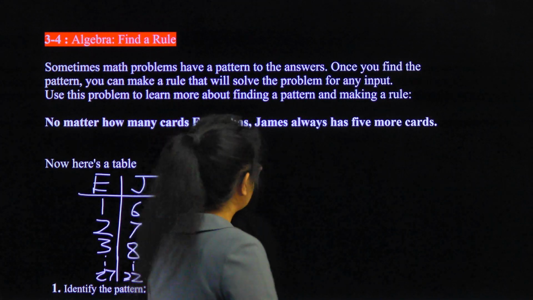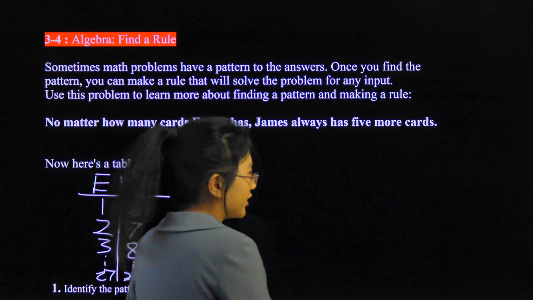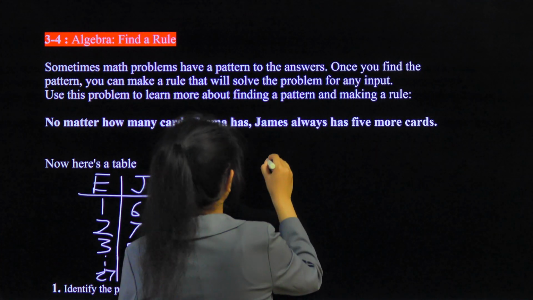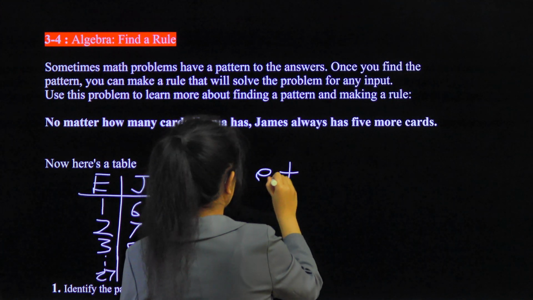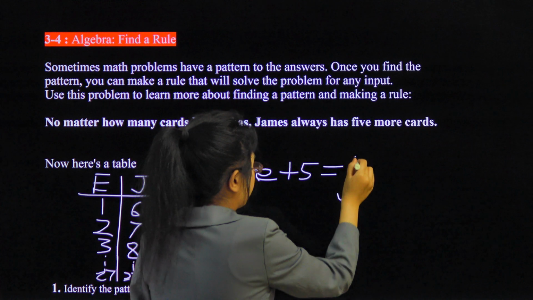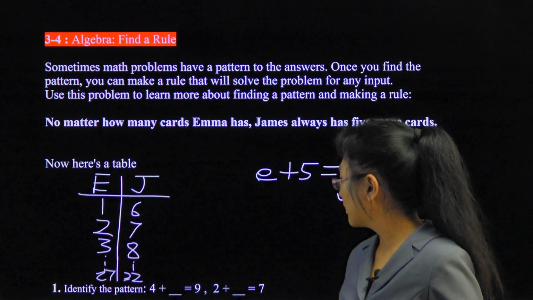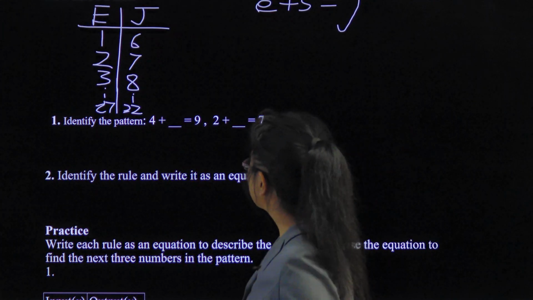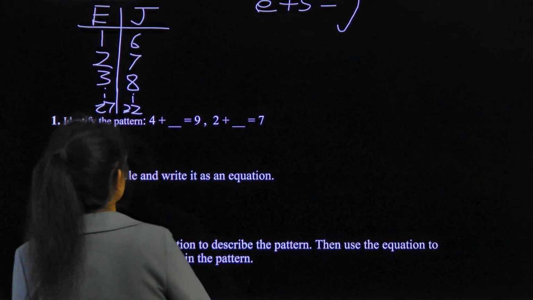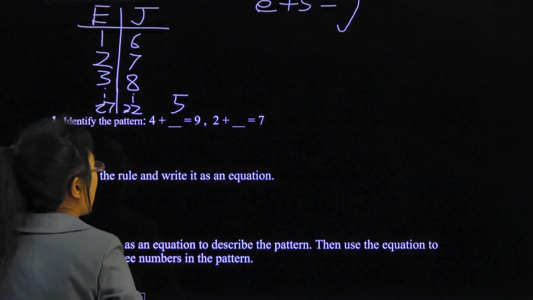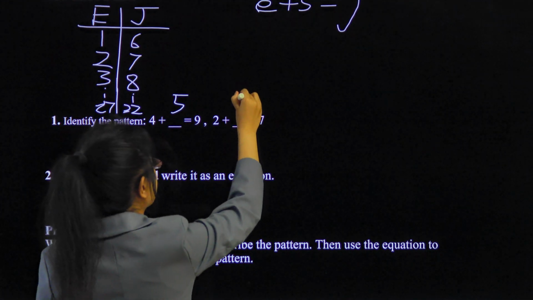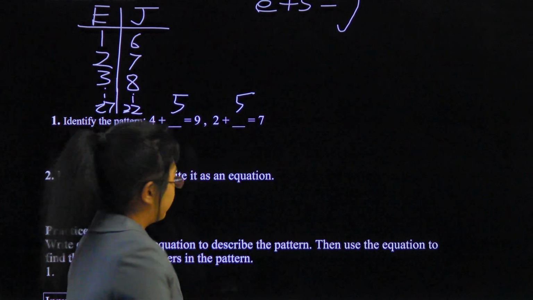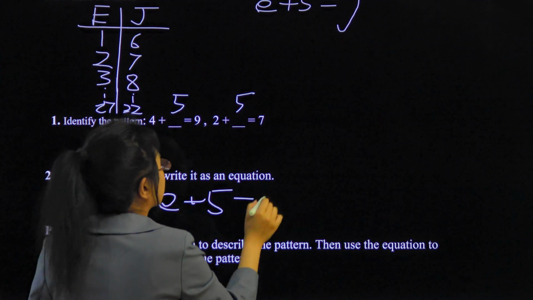If you want an equation for this, usually in equations, people don't really like using uppercase letters. So e plus 5 equals j. Now, we're going to do something else. Identify the pattern. 4 plus something equals 9. 5. 2 plus something equals 7. 2 plus 5 equals 7. Identify the rule and write it as an equation. We already did that up there. E plus 5 equals J.